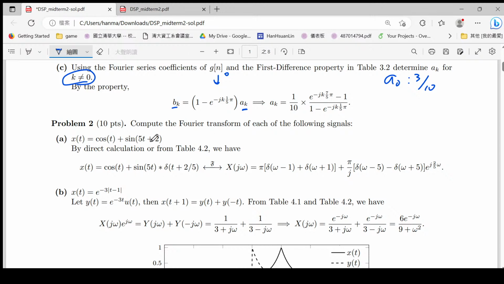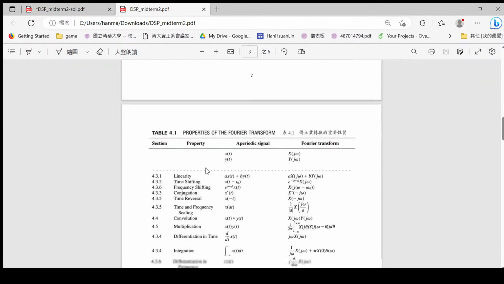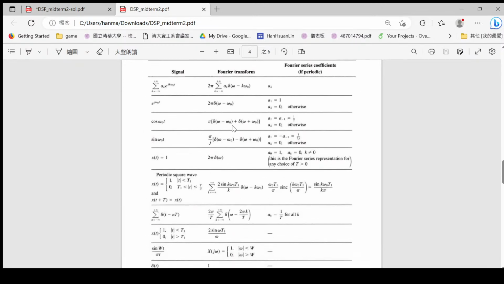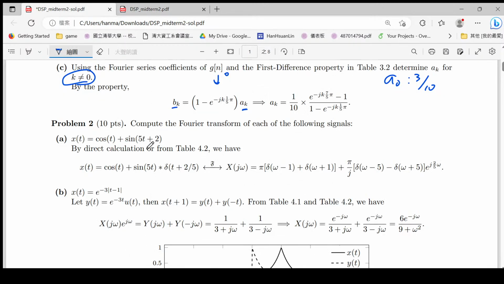So you can either just look at tables. I think we have sine and cosine here. So in here, for the answer we look up the table for sine and cosine, and there are those things, but there is some time shift on your side. So you deal with the time shift, and you get an extra e to the j 2 omega over 5.